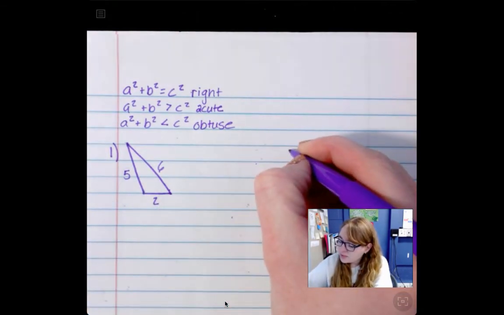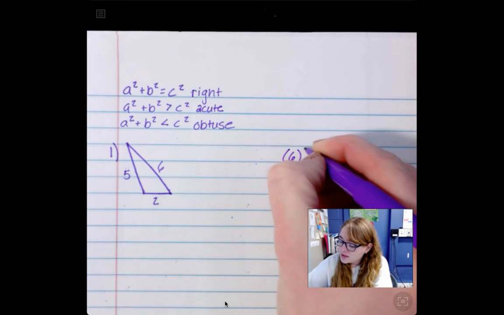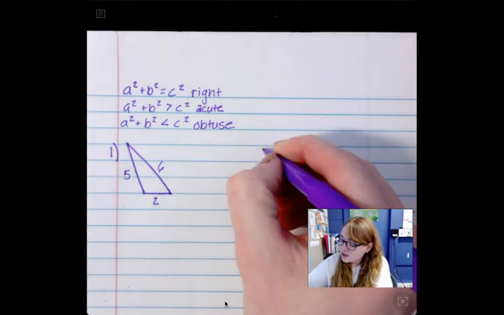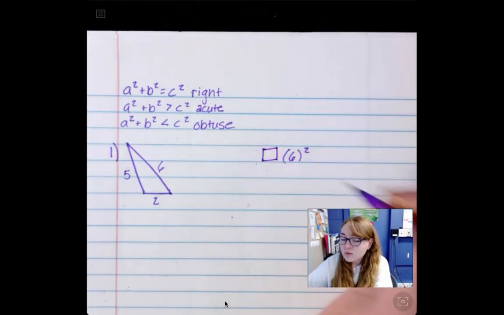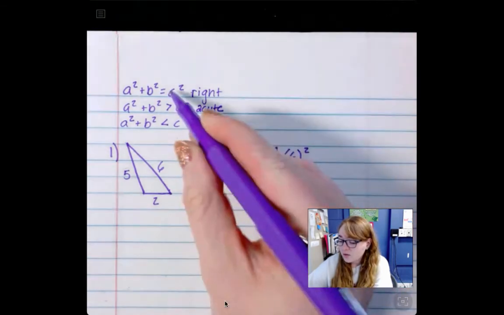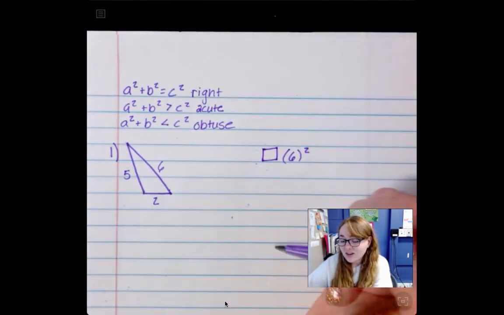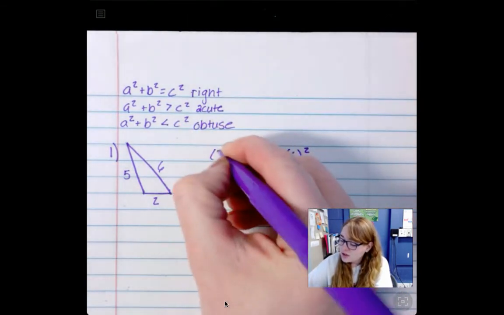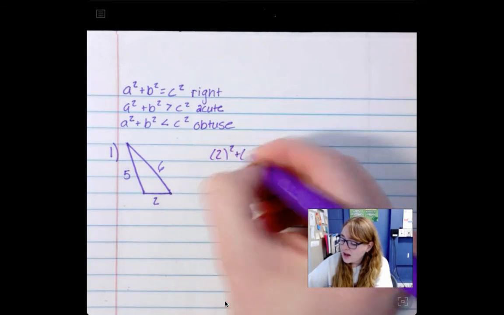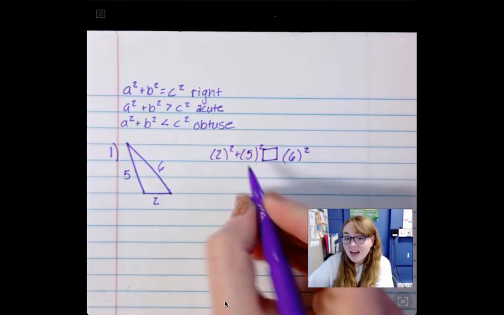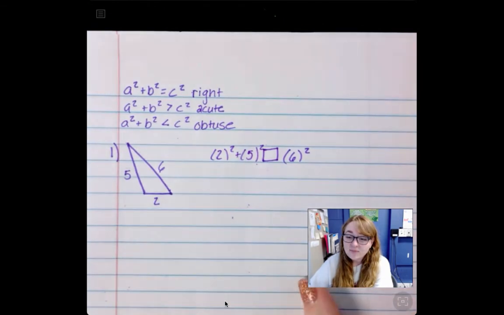Okay, so I'm going to put 6 in place for C. I'm actually going to put a box here instead of an equal sign because we don't know if it is equal, greater than, or less than. We're going to figure that out. And then the 2 in for A and the 5 in for B.